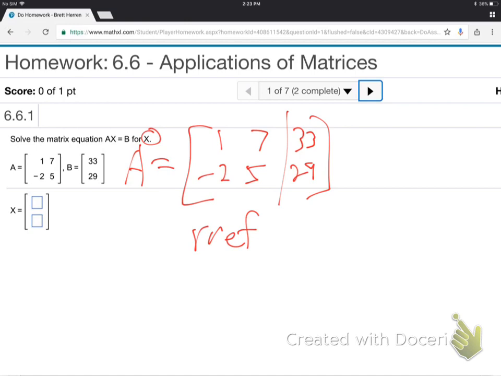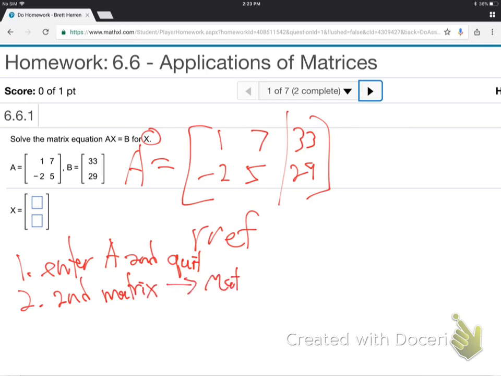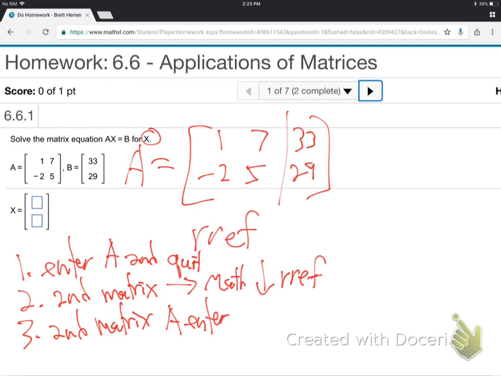You enter matrix A, you second quit, and then you go second matrix, over to math and down to RREF. Remember how to do that? Then second matrix, and on matrix A, you just hit enter, and then hit enter one more time, and it'll solve the whole thing. Remember that process? Go over to math, down to RREF, then second matrix, enter A, enter one more time.